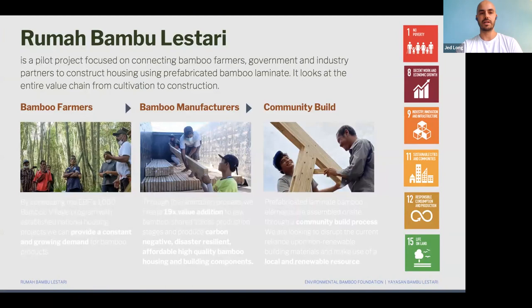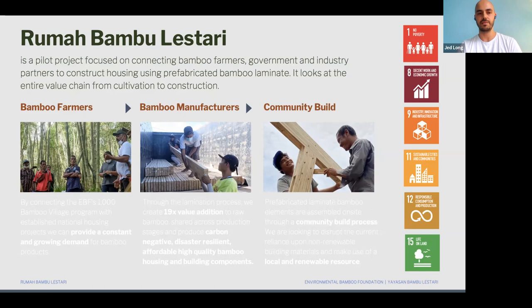And so by processing the bamboo, we're looking to turn it into a laminate material that overcomes some of the existing negative preconceptions about bamboo as a low quality building material. So from this, Rumah Bambu Lestari, or sustainable bamboo housing, was born as a program, and the SDGs have been key to our process the whole way along, because it's allowed us to frame the goals of our project and quantify how we're addressing, I guess, the entire value chain.